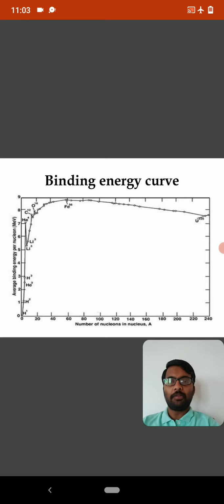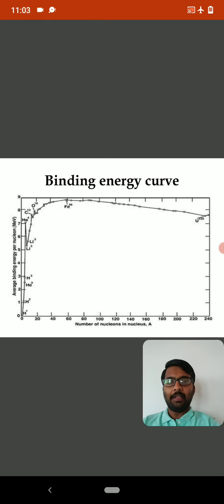So the summary of today's session is: what is the liquid drop model, what is binding energy, and how this binding energy is calculated using the semi-empirical mass formula, which was developed by the scientist Weizsäcker, which has 5 different terms: volume energy, surface energy, Coulomb energy, asymmetry energy, and pairing energy.